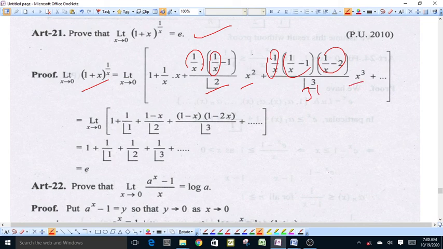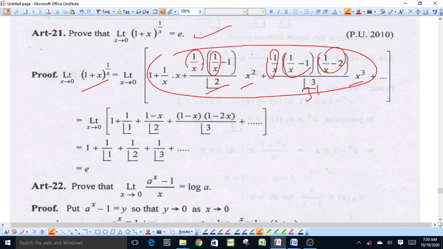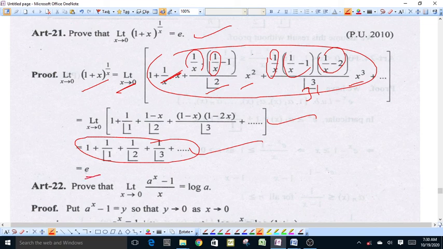After simplification, this function is reduced to this form: limit as x approaches 0, this x cancelled out, 1 plus 1 by 1 factorial, plus (1 minus x) upon 2 factorial, plus (1 minus x)(1 minus 2x) upon 3 factorial, and so on. As we set x equal to 0, this comes equal to 1 plus 1 by 1 factorial, plus 1 by 2 factorial, plus 1 by 3 factorial, and so on. This is equal to e. Therefore, the limit of (1 plus x) raised to power 1 by x as x approaches 0 is equal to e.